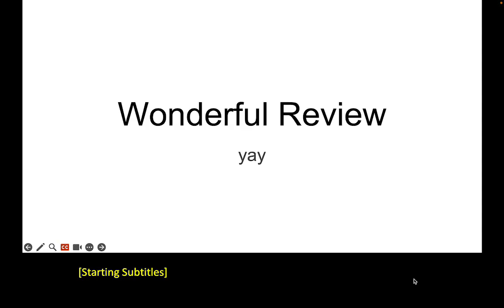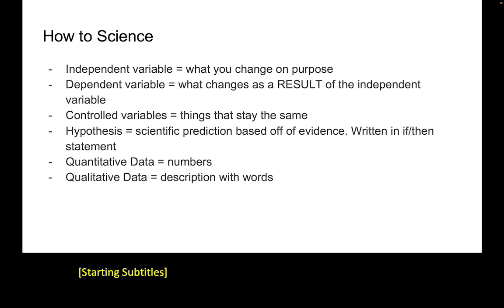Alrighty, so this is the review over everything that we have learned so far this school year. So, in How to Science, when scientists go about doing labs and experiments, the very first thing they always do is come up with a hypothesis, which is written in the form of an if, then, because statement. So, if you do this, then blah, blah, blah will happen because of blah, blah, blah.